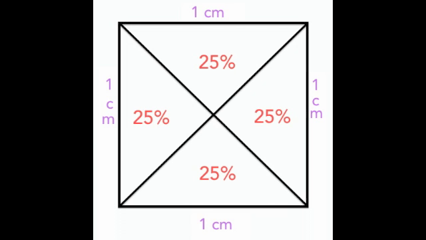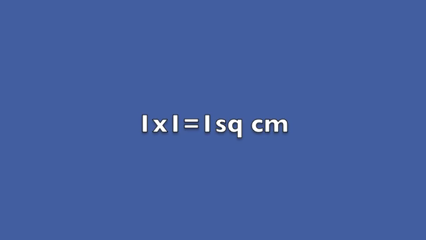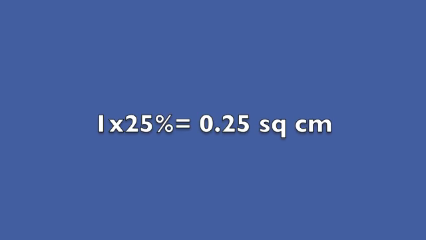Now let's look back at our original square for this problem. Let's assume that each side length is 1 centimeter by 1 centimeter, which would mean that the area is 1 squared centimeter, which will stay the same throughout the rest of the problem. Now, if the areas are split up equally by 25%, we can assume that each area is 0.25 square centimeters.